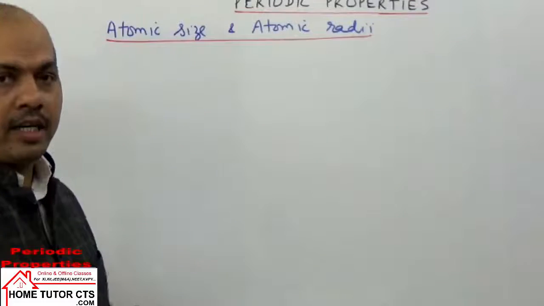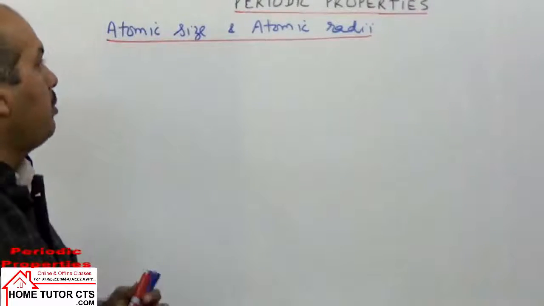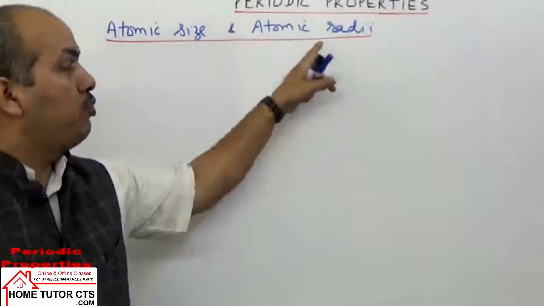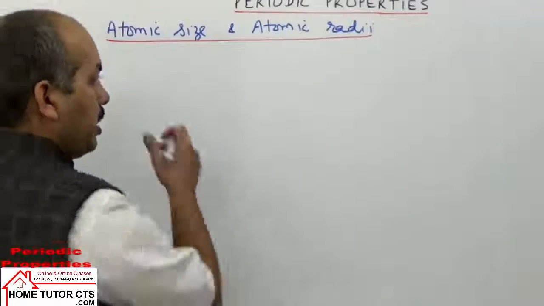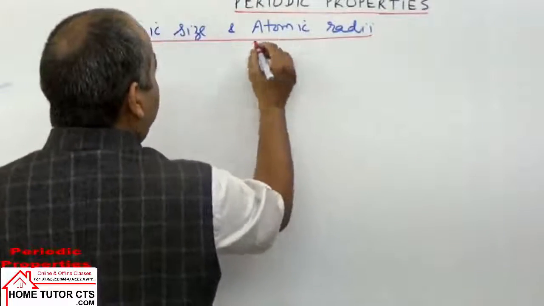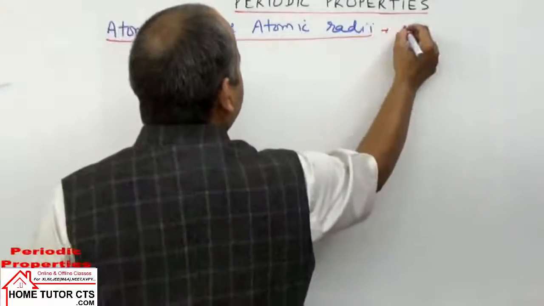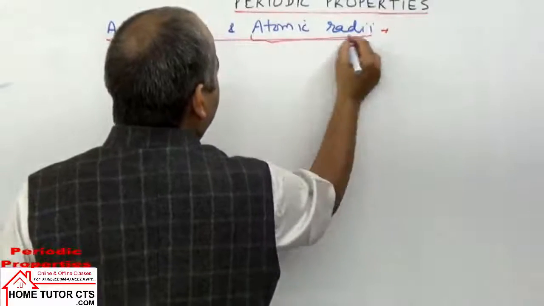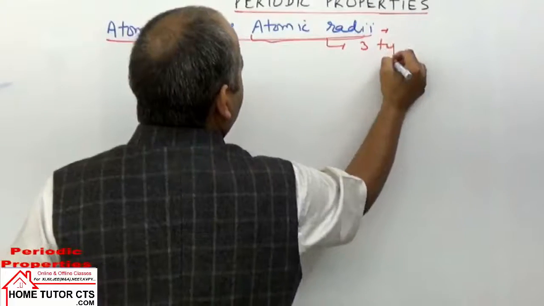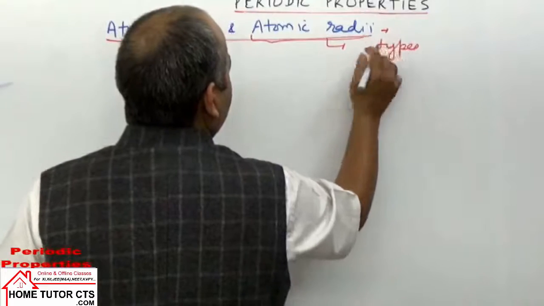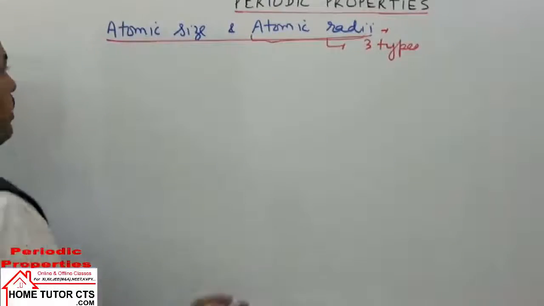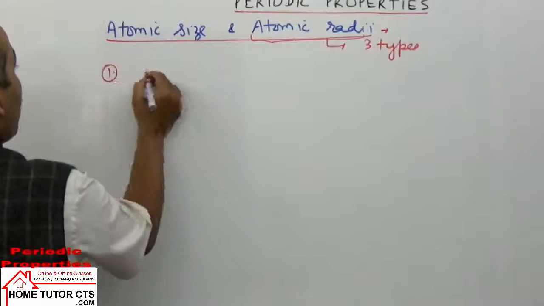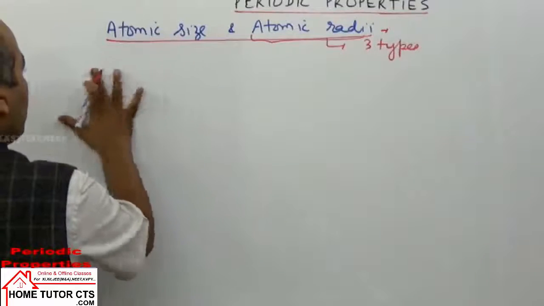If it is taken for free atoms. Otherwise, when you take measurement of this atomic radii, we have three methods or three types of measurement. What are the three kinds of radii in atomic radii measurements? The first is the covalent radius.